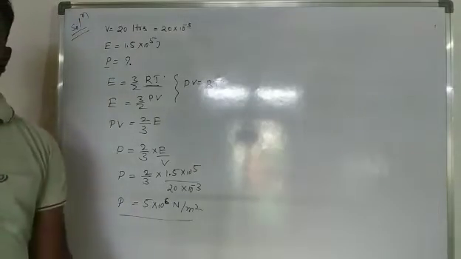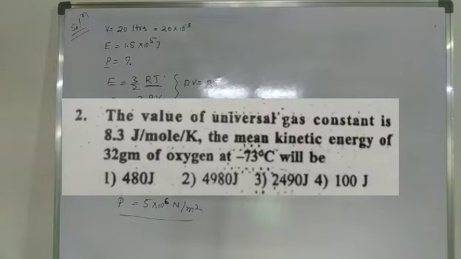Okay, and next problem. The value of the universal gas constant is 8.3 joule per mole per Kelvin. The mean kinetic energy of 32 gram of oxygen at minus 73 degree Celsius will be.